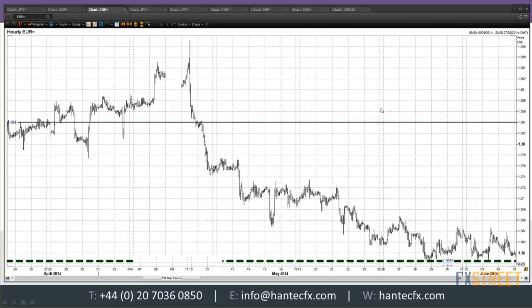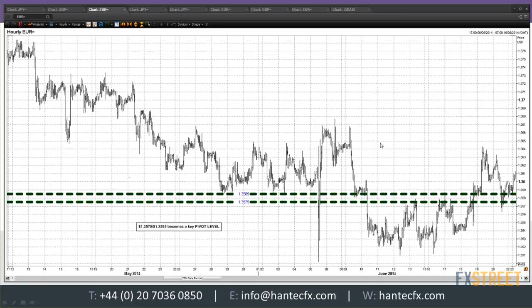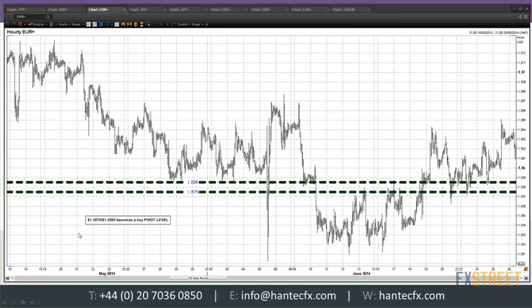Now, what I've got here is a big pivot level of support. I've got a couple of lines here, a pivot level between 35.75 and 35.85, so 10 pips' worth of support. And what you see here, time and time again, through May and into June, is that level of support.